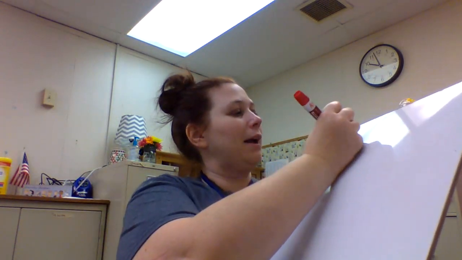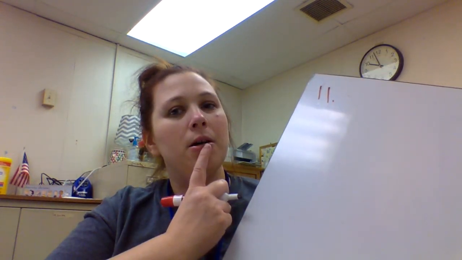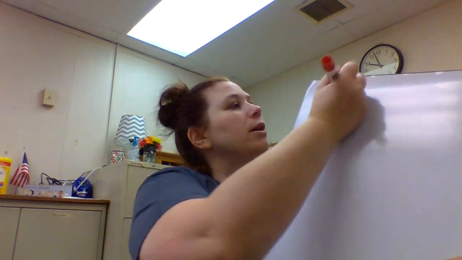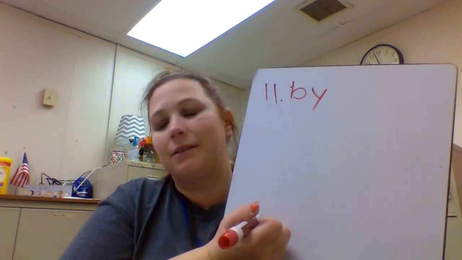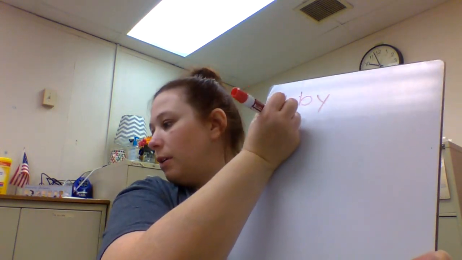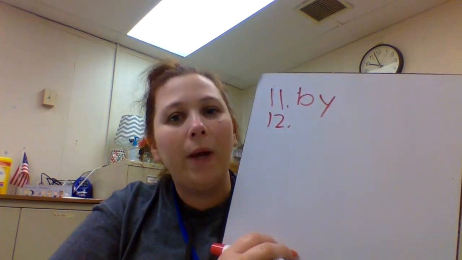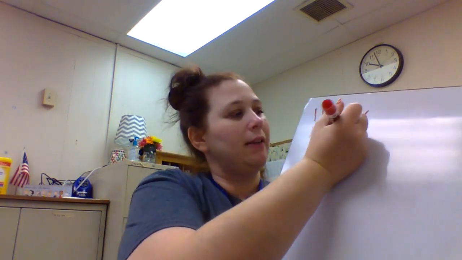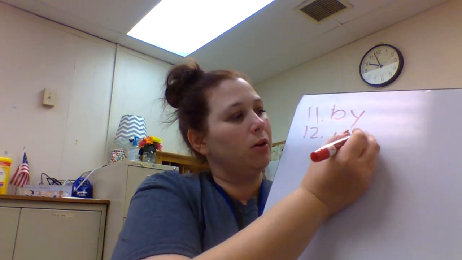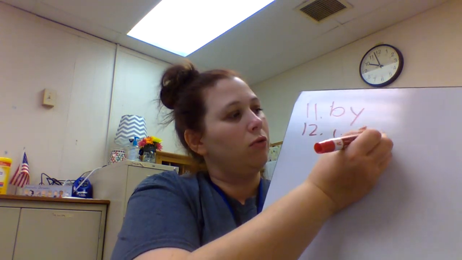On number 11, I want you to spell the word buy. Remember, we're hearing that I sound, but it's at the end of the word. So we learned we don't use a Y there. So B-I. How are we going to spell that? B-Y. Number 12, I want you to spell week. Week. How do we make that E sound in the middle of a word? 2 E's.